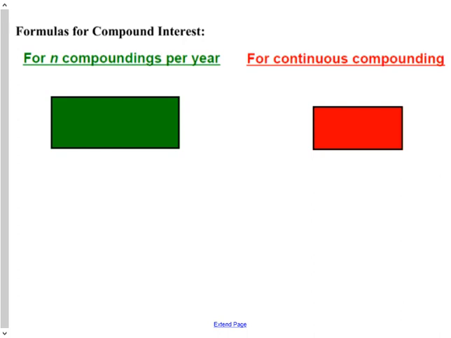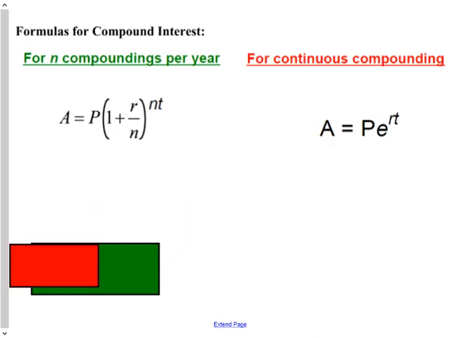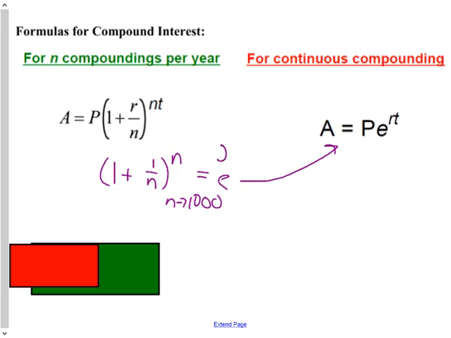Next, formulas for compound interest, right? A equals P times (1 plus r over n) to the nt. Now, as (1 plus 1 over n) to the n gets really large, say n goes to 1,000, we get e. So that's where continuously compounding becomes Pe to the rt, where e stands for the number about 2.71, keeps going. Kind of like pi, but it's on your calculator. This is Euler's number, because he's the one that came up with it.